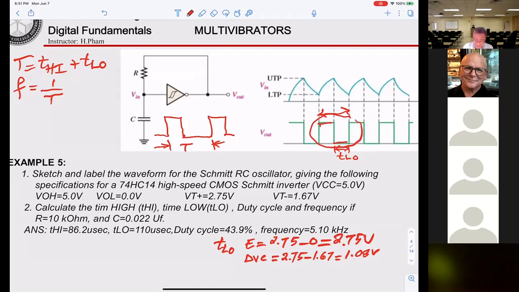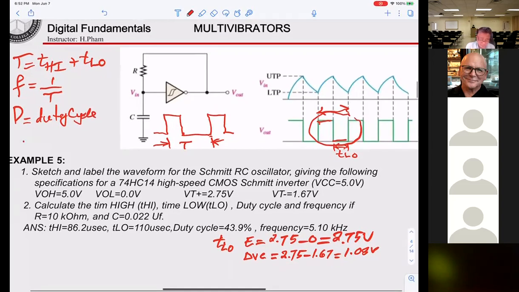So basically, you take T high divided by T high plus T low, times 100%. So it's T high divided by T high plus T low, right? That means you get the duty cycle equal to T high divided by T times 100%. T high plus T low, that means T.